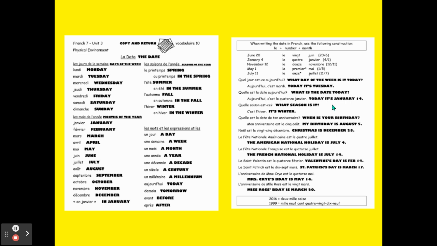So just as a review, you have all the days, months, seasons, and some important words here, useful words. And on the back, it shows you how to do the date. And remember, you use le, then the number in French, and then the month. So they do it a little differently than we do. And here are some example questions, right?